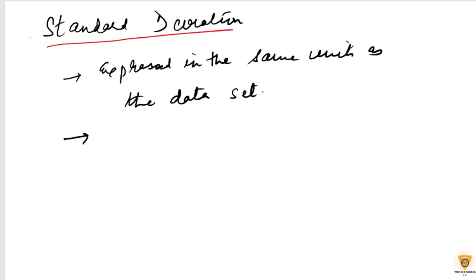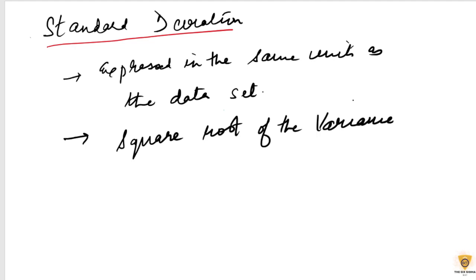And it is the square root of the variance. It also tells us how the data is spread out across the mean, and a higher standard deviation means data is widely spread, and a lower standard deviation means that the data is tightly clustered around the mean.